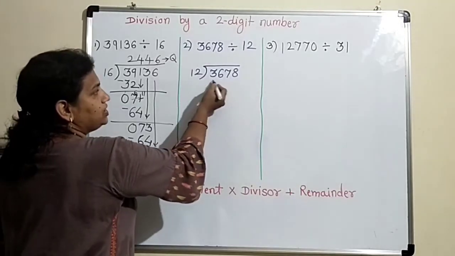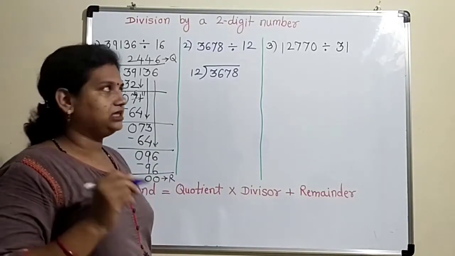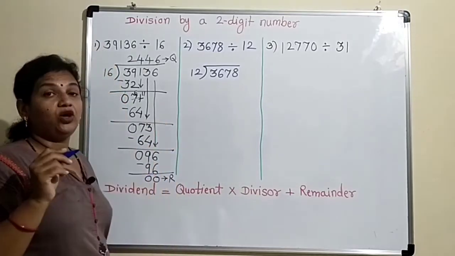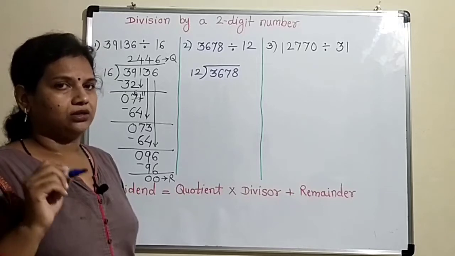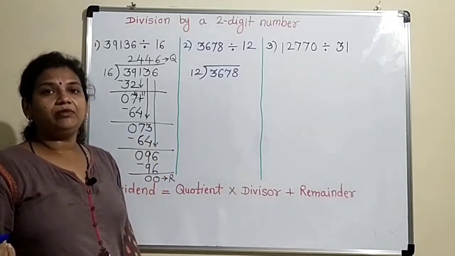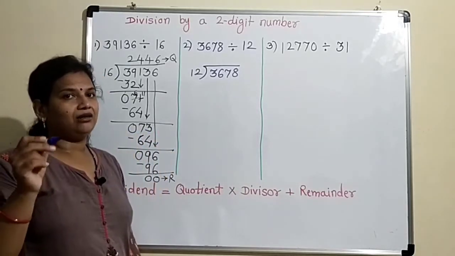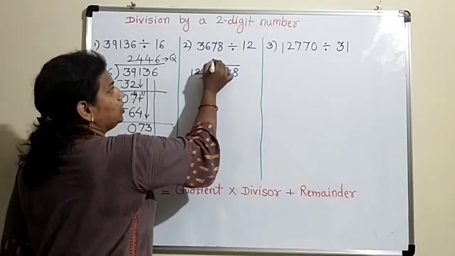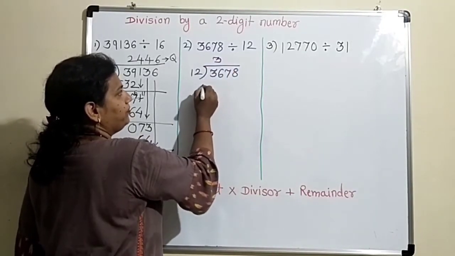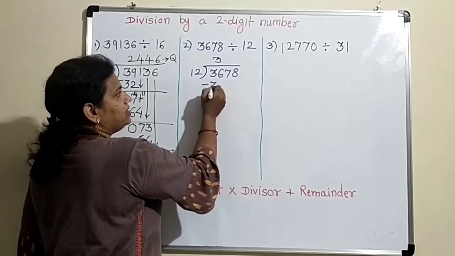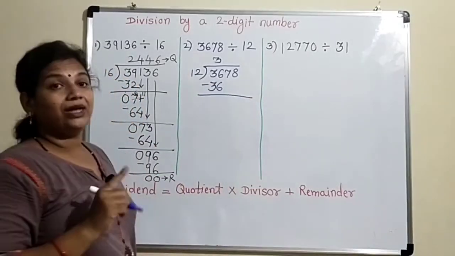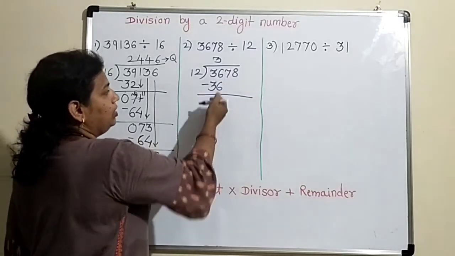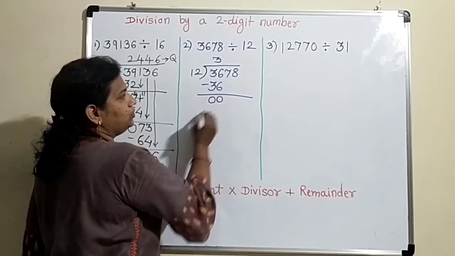So here the first 2 digit number is 36. Let us check in table of 12. Is 36 coming or not? So as I know the table of 12, 12 3s are 36. So I will take quotient 3 directly and here I will subtract 36 because 12 3s are 36. So here I got 0.